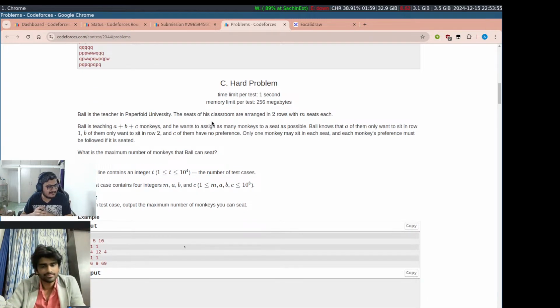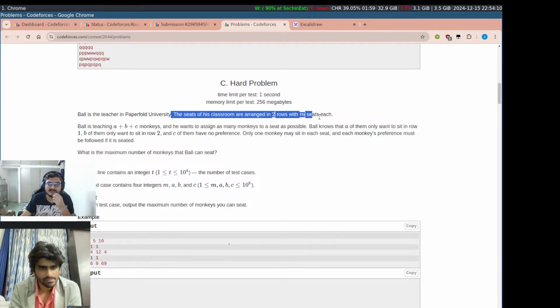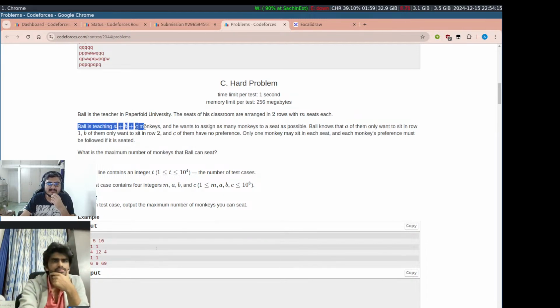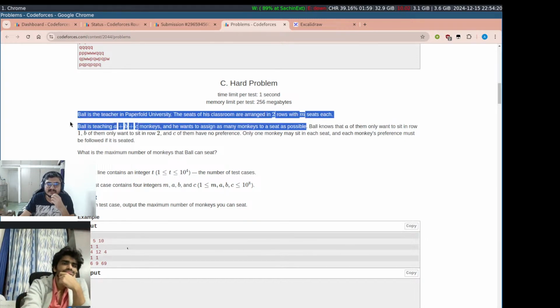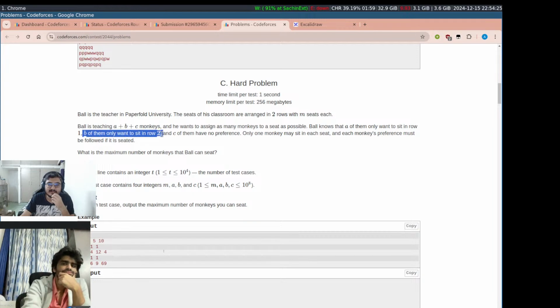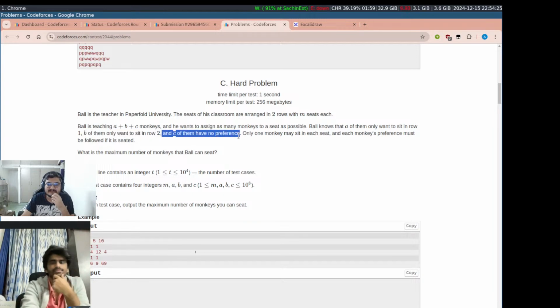Okay, I think with no questions, I will probably move to the next problem and we can take more questions after the third problem. Third problem says Ball is a teacher in Paperfold University. The seats of his classroom are arranged in two rows and M seats. Ball is teaching A plus B plus C monkeys and he wants to assign as many monkeys to seats as possible. Ball knows that A of them only want to sit in row 1, B of them only want to sit in row 2, and C of them have no preferences. Only one monkey can sit in each seat and each monkey's preference must be followed if it is seated.